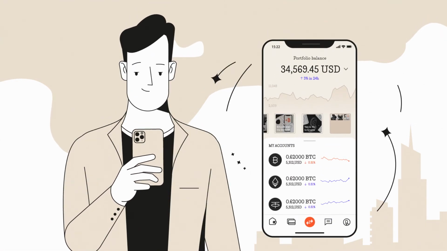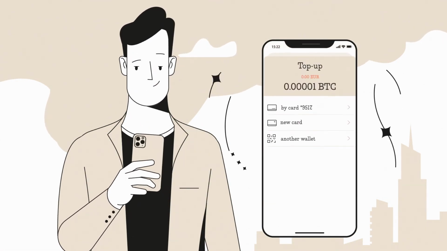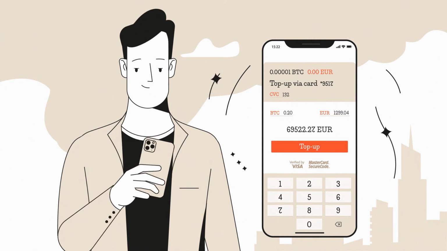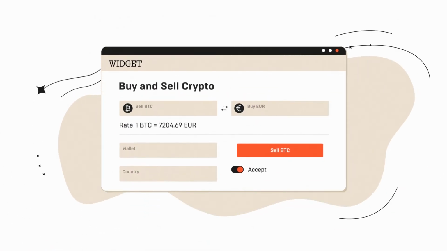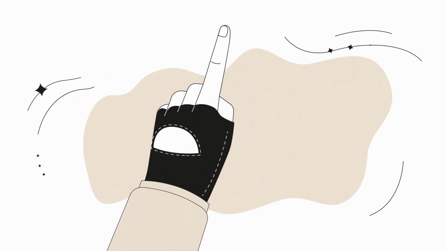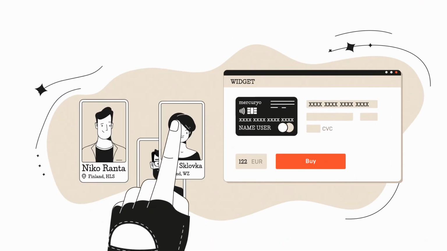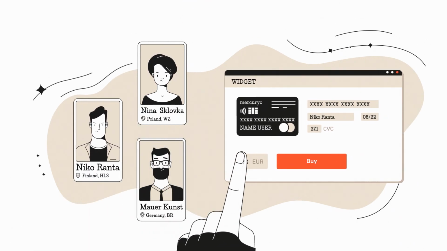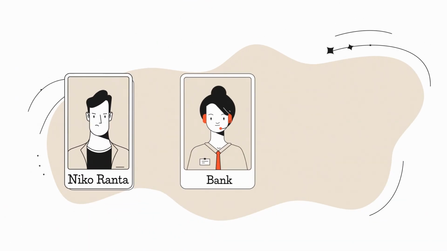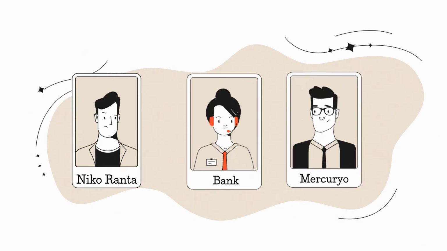This is Mercuryo Wallet. It's used to buy and sell cryptocurrency in a few clicks. And this is Mercuryo Widget. It works both ways too. The widget doesn't allow scammers to make transactions with a stolen card. If the fraud happens, nevertheless, Mercuryo will take care of all the costs and proceedings.